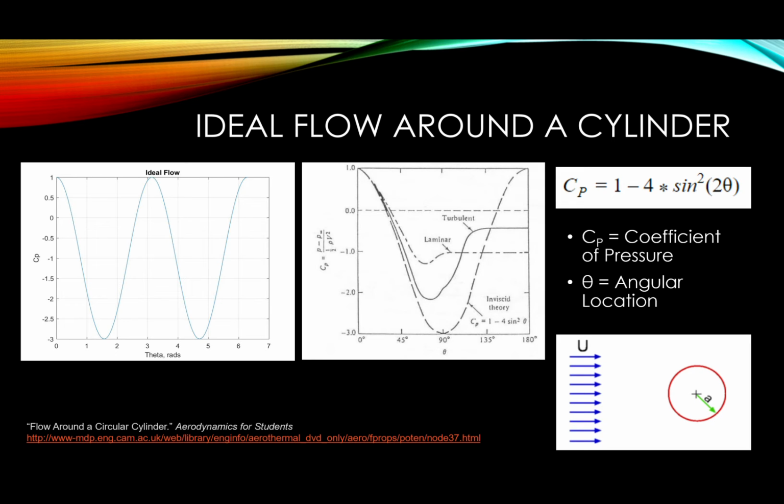The equation for the potential flow around a cylinder comes from combining the stream function and velocity potential for a uniform flow in combination with the doublet over a cylinder. The equation gives us an expected value of coefficient of pressure based on the angular location along a cylinder. The graph on the right from the lab manual shows the coefficient of pressure versus theta profiles for laminar and turbulent flow as well.